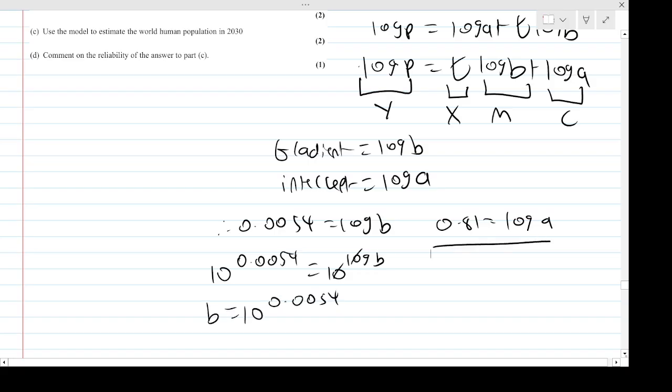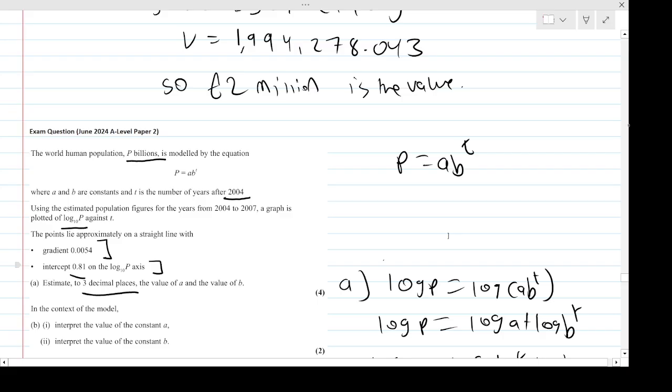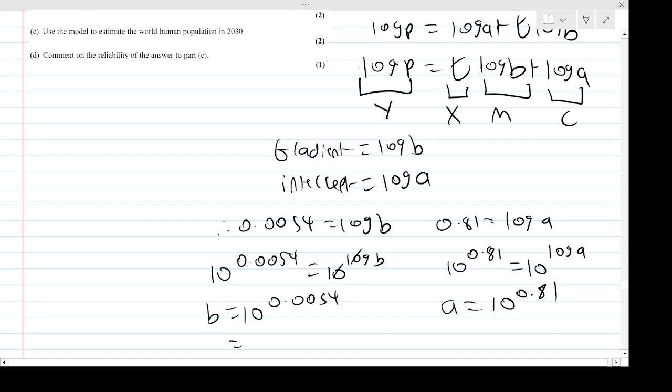And then if we solve for a here, take powers of 10 again. So 10 to the 0.81 is 10 to the log a. Again, the log cancels, so a is simply 10 to the 0.81. There's my values. And then to 3 decimal places, if you just put that in the calculator, well, 10 to the 0.0054 is 1.013 to 3 decimal places. And then if we put 10 to the 0.81, we get 6.457. And those are my values.